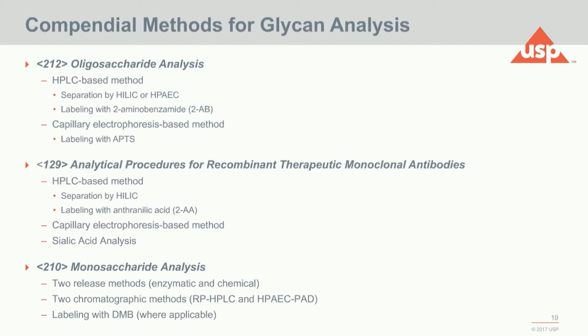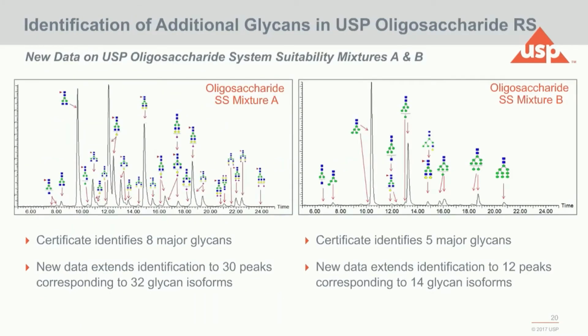We have several different physical standards for oligosaccharides, and we've done some additional work on these to identify additional glycans. So if you looked today at the certificate that is in the USP store, the certificate for the oligosaccharide system suitability mixture A contains 8 major glycans. These are glycans from a polyclonal antibody. And we've done some additional work by mass spectrometry to identify now 30 peaks that correspond to 32 different glycan isoforms. And these are shown here.